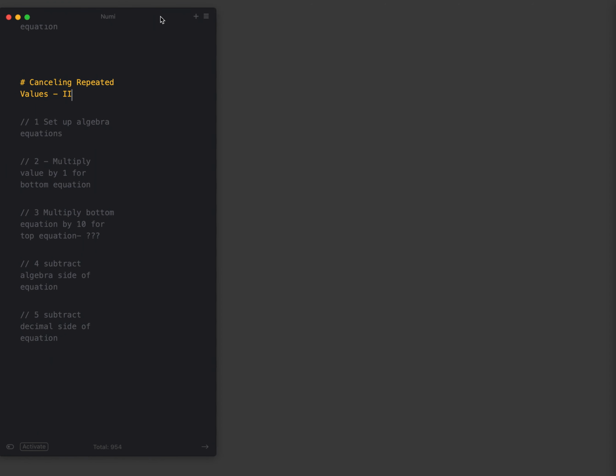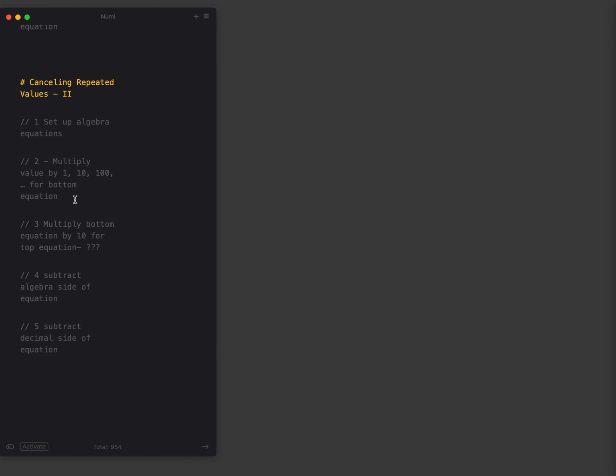This video is about canceling repeated values, part 2. So it's going to be very similar to the strategy we used in the last video, except we're going to add a little bit of complexity. Everything's going to stay the same except for step 2. Instead of just saying we're going to multiply by 1 for the bottom equation, we're going to say we're going to multiply by 1, 10, 100, etc.